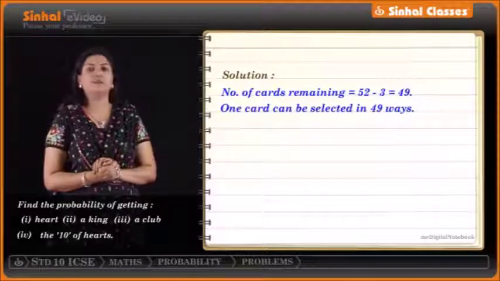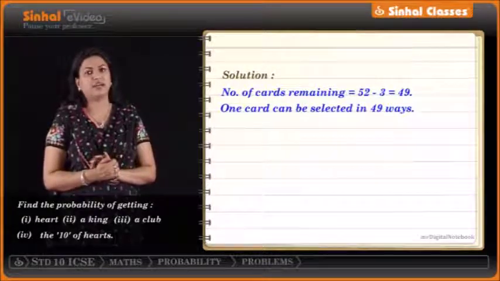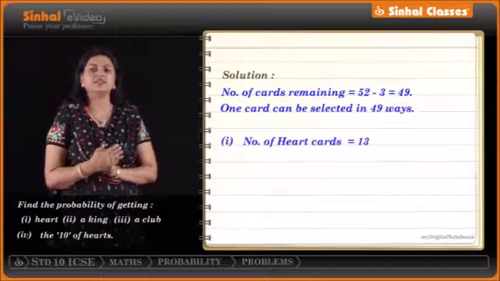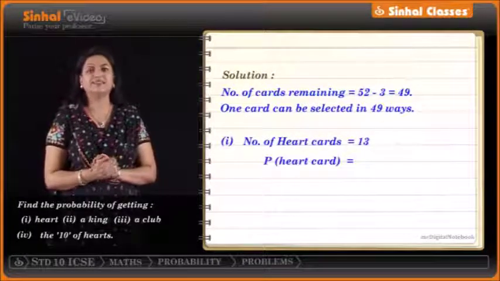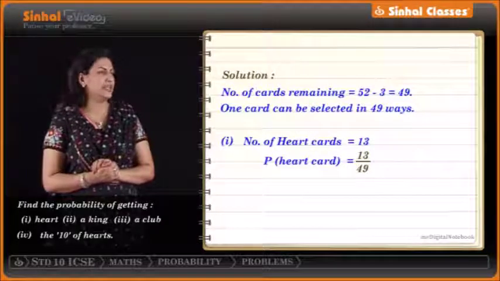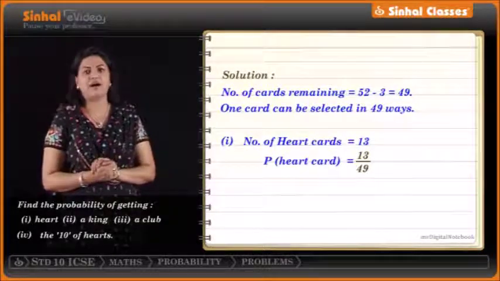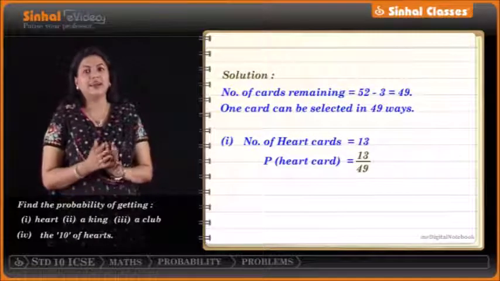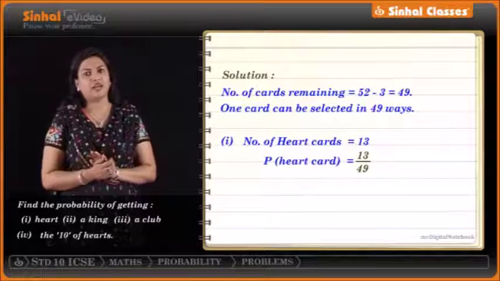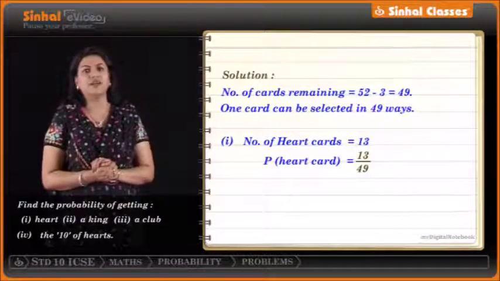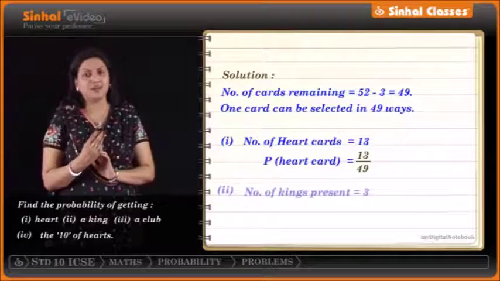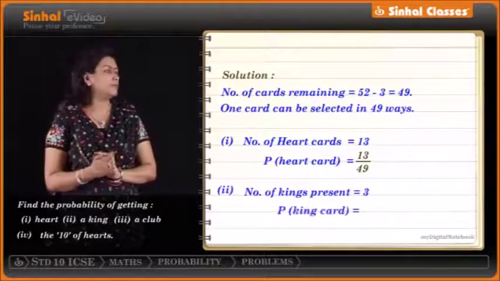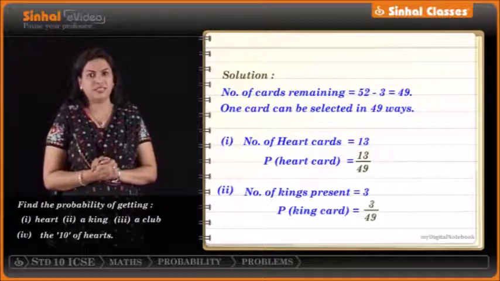Now, in the first part, we want to find the probability of getting a heart card. Now, number of heart cards are 13. So, the probability of getting a heart card is 13 upon 49. Now, in the second part, to find the probability of getting a king. Now, in our case, the king of club has already been removed. So, how many kings are left? There are 3 kings left. So, the probability of getting a king would be 3 upon 49.